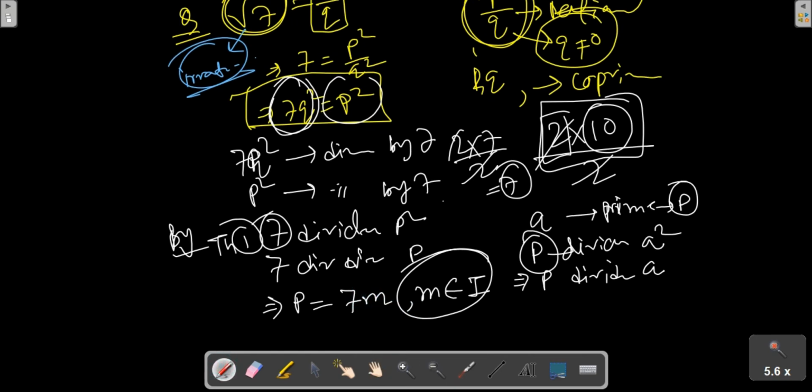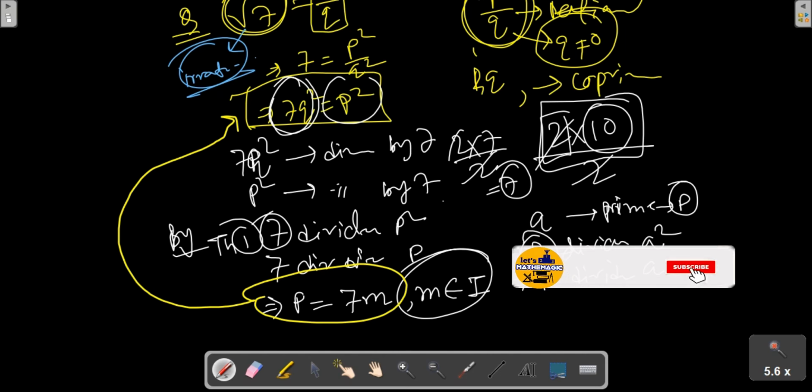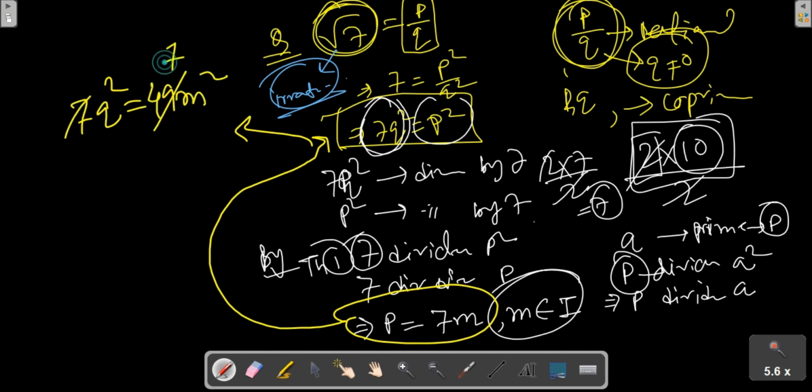All of you please look here. I will insert this value of p here. Now see what I will get. If I put it here, I will get this kind of thing. 7q square equals p square will now become 49m square. Now 49 and 7 will cancel, so it would become 7. So q square is coming 7m square, right students?